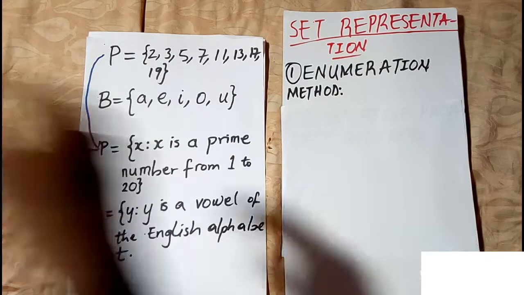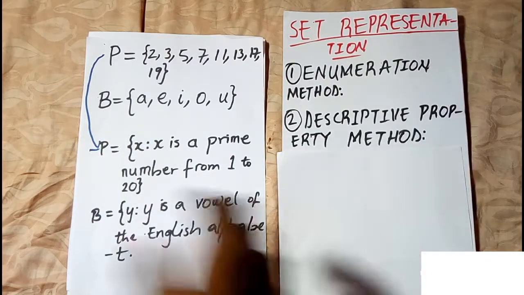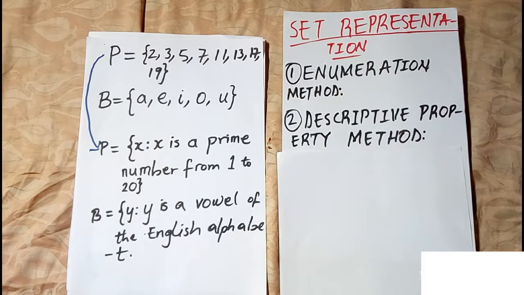The next method we have here is the descriptive method. Here we describe the set by giving the connection between the members. Remember we say a set is a collection of well-defined objects. So we give the set by describing what makes each member qualified to be in that set.